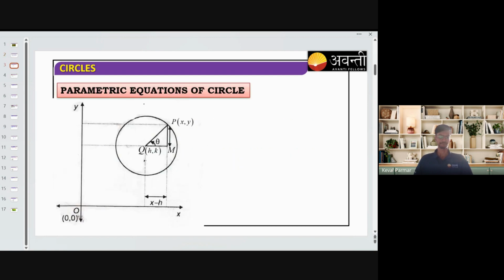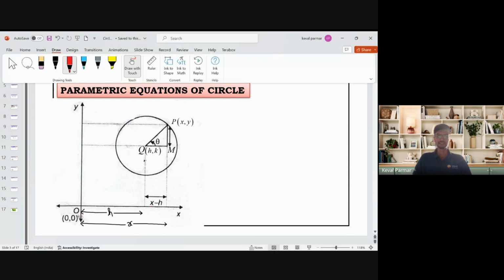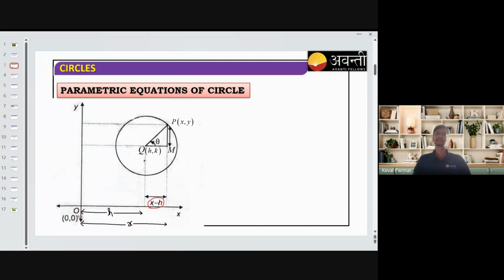So let's say I have this circle with center Q, (h, k). There is a point P on the circle, (x, y). So the point P is on the circle. That means we need the parametric coordinates of point P. This is a very simple thing. If this is point Q, this will be h, and if this is point P, then this distance will be x. So this distance will be x minus h.